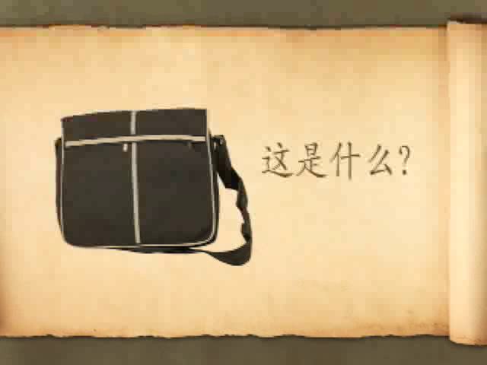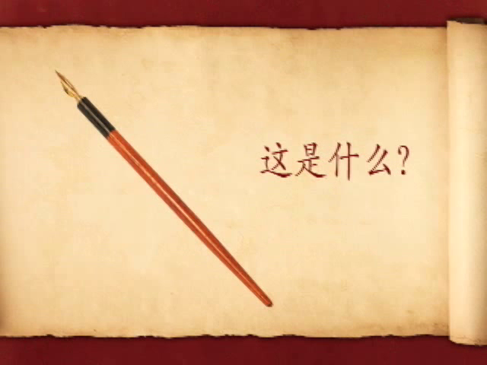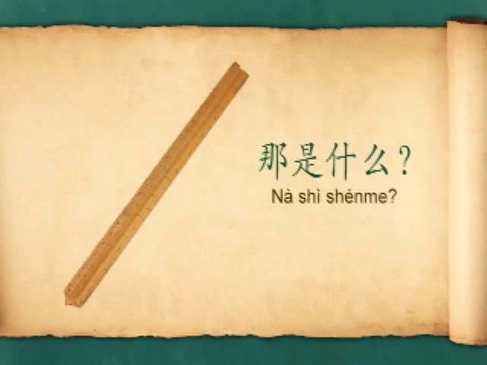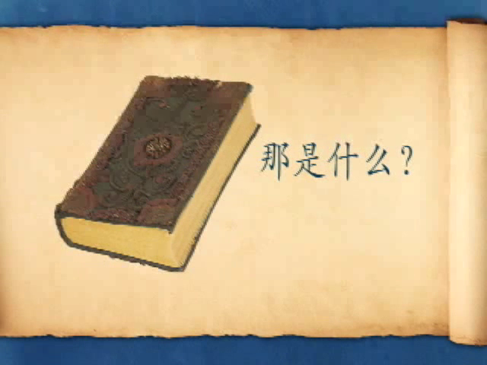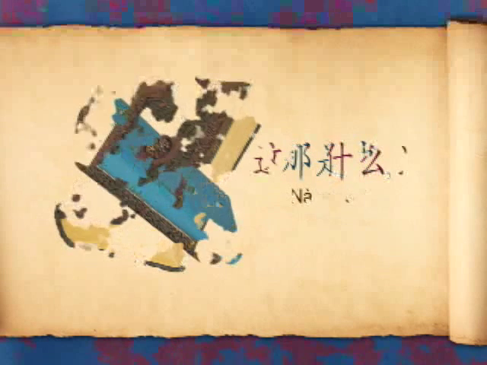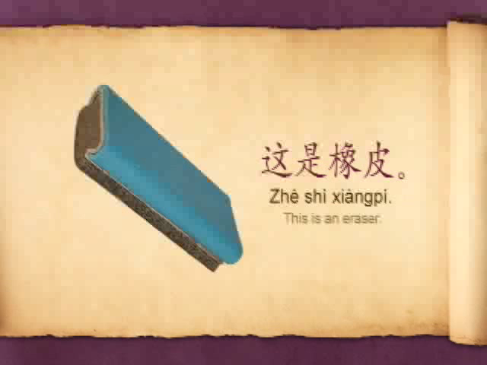这是什么? 这是书包。 这是什么? 这是笔。 那是什么? 你知道吗? 那是尺。 That is a ruler. 尺。 Say 尺 for me. 那是什么? 那是书。 这是什么? 你知道吗? 这是橡皮。 This is an eraser. 橡皮。 Say 橡皮 for me.